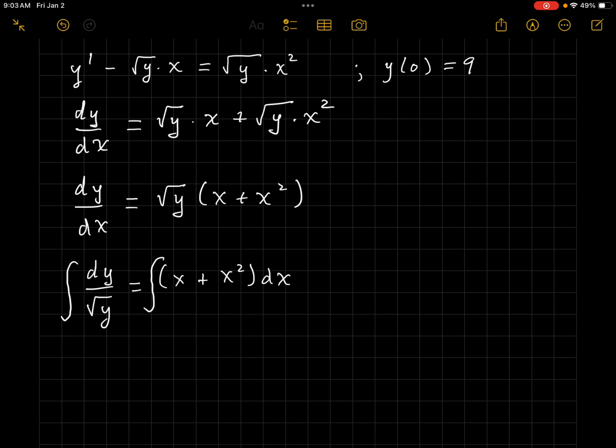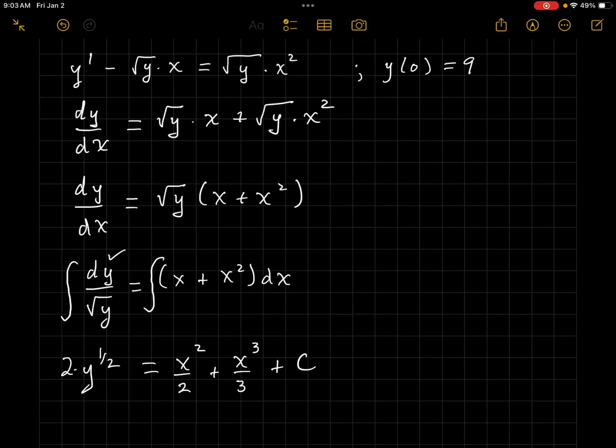So think about this one as being y to the negative 1/2. So when I add 1, I get y to the positive 1/2 divided by 1/2, but I will flip and multiply it times 2. And then we can do power rules on the right side. We get x squared over 2 plus x cubed over 3 plus a constant of integration.